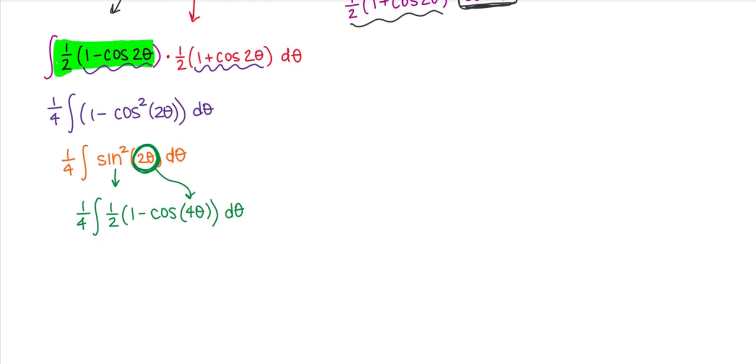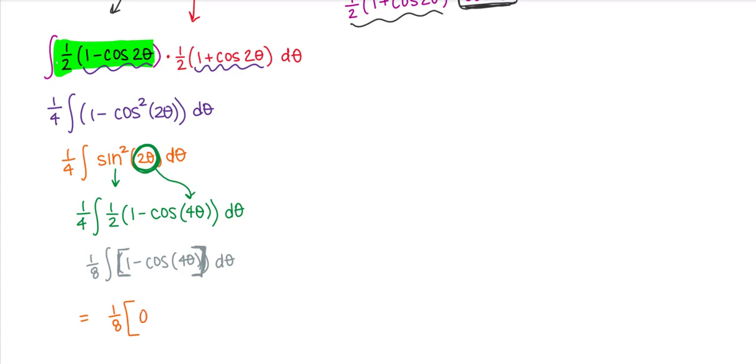So I'll do a rewrite, and I think I'll be ready to integrate here pretty soon. 1 minus cosine 4 theta, all with respect to theta. And some people like brackets, because they like to alternate parentheses and brackets. It's up to you. I'm ready to integrate because I can integrate this. So this is 1/8. I'll just leave that in the front because I'm not doing anything necessarily with this.